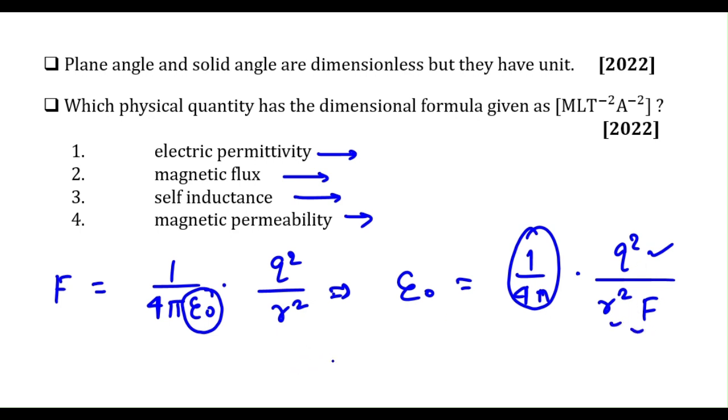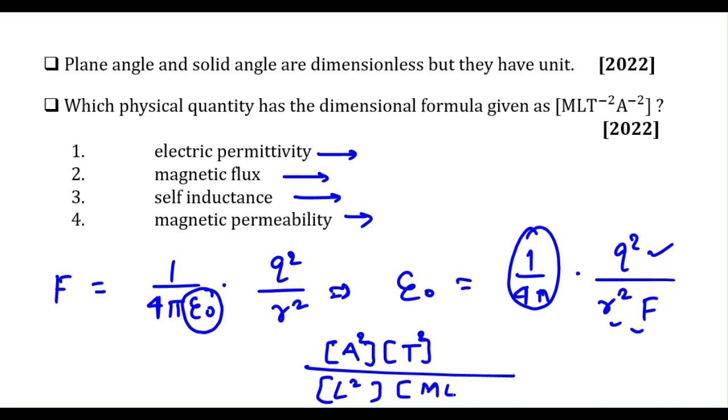Q is I into T, where I is a fundamental physical quantity, and we have time as a fundamental physical quantity, and squared we can do this way. And downside here length square, and then here we have M L T to the power minus 2. Now you can solve this to find out whether it matches or not. In the same way, you can do this for magnetic flux, self-inductance, and magnetic permeability. So this is for magnetic permeability.